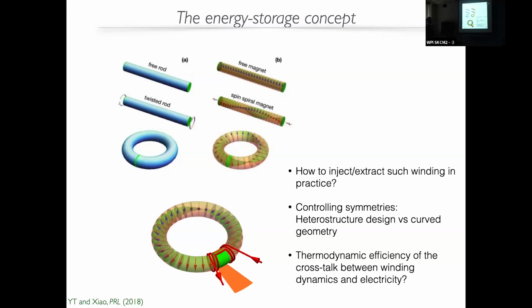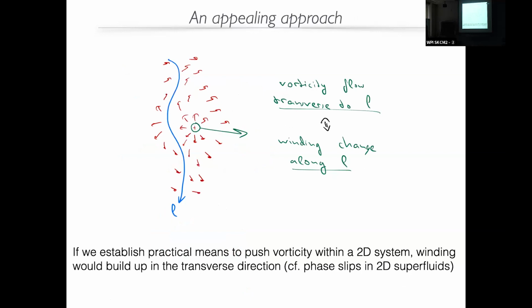And finally, the question that only rather recently I think we put on really solid grounds is how to think of the thermodynamic efficiency of such devices, how to think, in some universal sense, of the efficiency of the crosstalk between topological dynamics and electrical, also electromagnetic, dynamics in the system. So I'm going to address that question systematically.